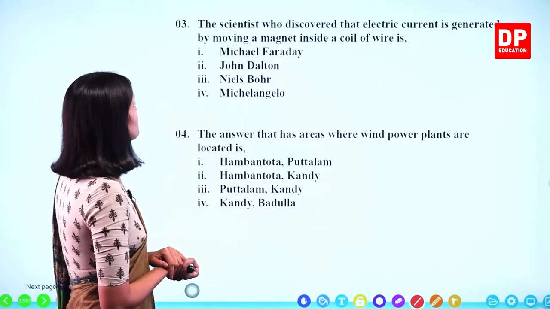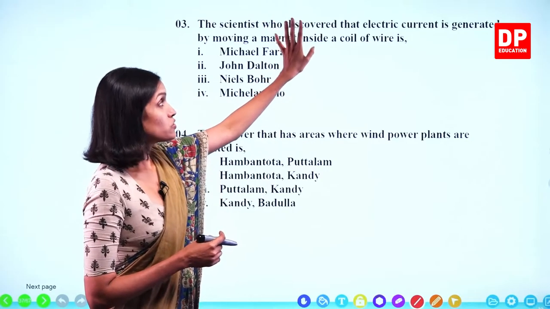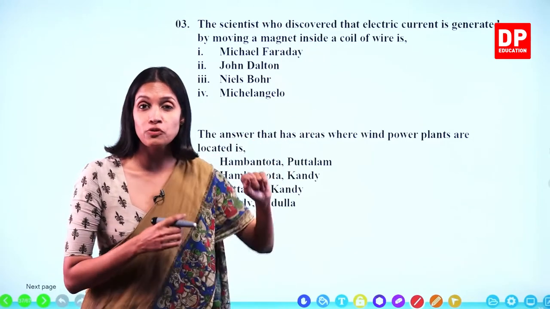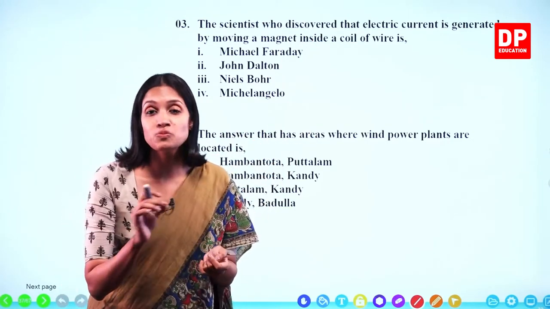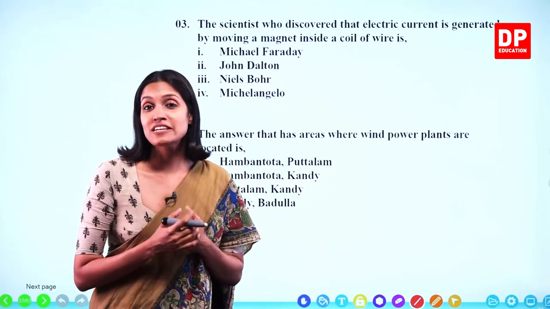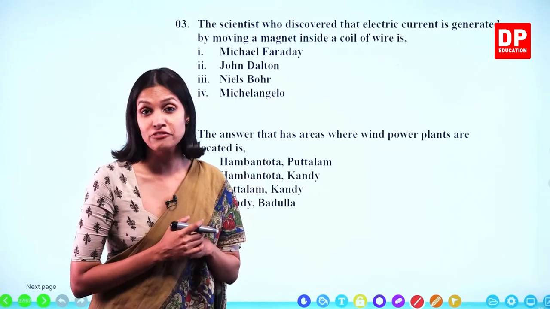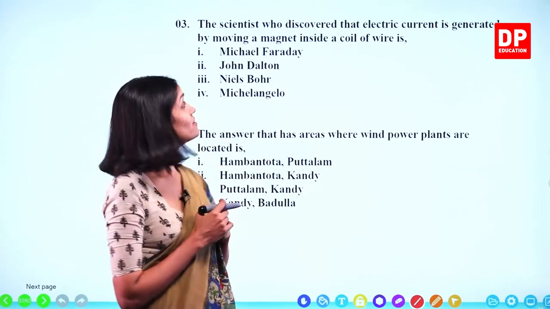Number 3. The scientist who discovered that electric current is generated by moving a magnet inside a coil of wire. So you remember we did this activity to prove that when a magnet is moved near a coil of wire, the coil of wire generates electricity. Who introduced this idea, children? That was Michael Faraday, right?